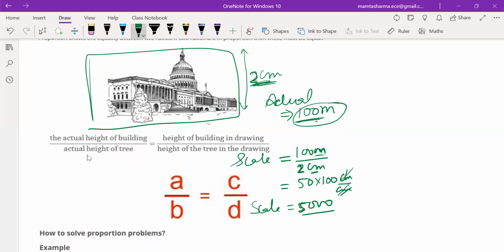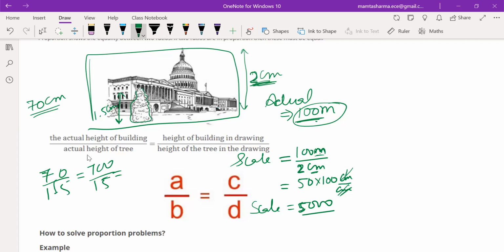Now if I say there is a tree here, the tree height in the picture is 1.5 centimeter and the actual height of the tree is 70 centimeter. What is the scale being used here? The scale of the tree would be 70 by 1.5, so this would be 700 by 15. After solving 700 by 15, what will you get?